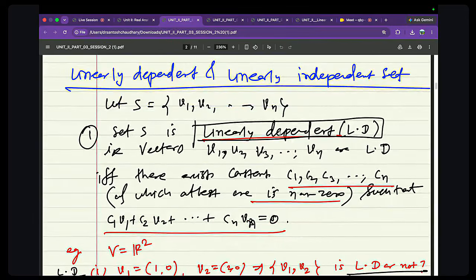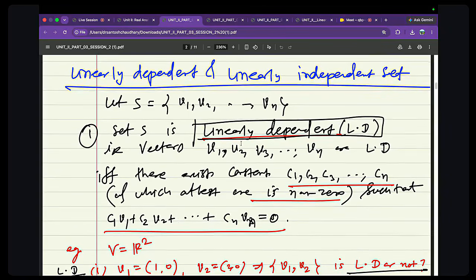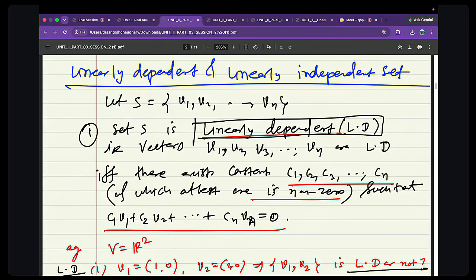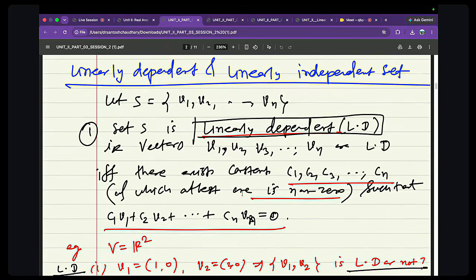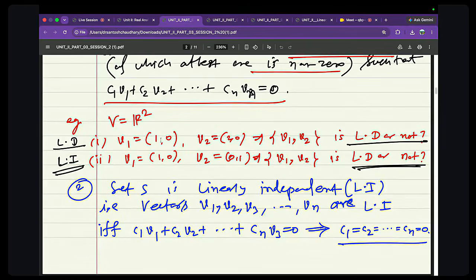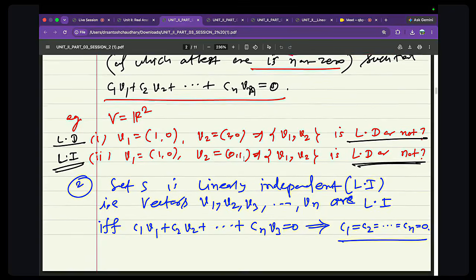Then dependent, independent. Here I define dependent first. You have vectors v1, v2, ..., vn. You say they are linearly dependent if there exist constants c1, c2, ..., cn, of which at least one is non-zero, such that the linear combination is zero. So you solve this linear combination. If you get at least one constant non-zero, then it is linearly dependent. And for independent, all constants have to be zero. These are a few examples you can check: 1, 0 and 2, 0 are dependent. Second example, 1, 0 and 0, 1 are independent.